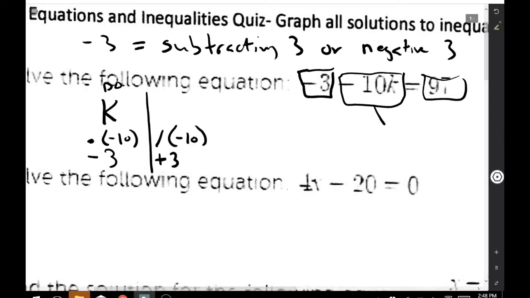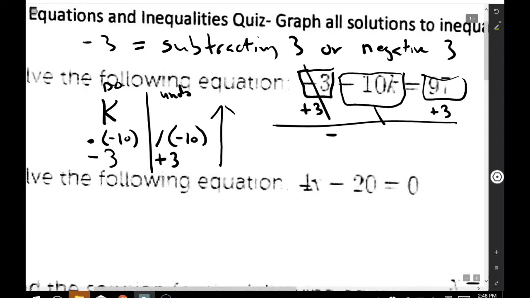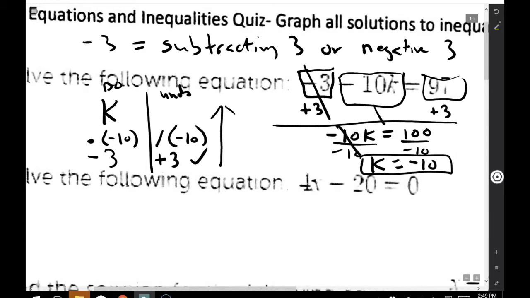Okay, so we're going to apply it to the face of our equation here. So the first thing following my undo is add 3 to both sides. This goes to 0. Drop down my -10k because it didn't get canceled out, is equal to 97 plus 3 is 100. Next step says divide by -10. -10 divided by -10 is just 1k, or k. 100 divided by -10 is -10, and there is my solution.